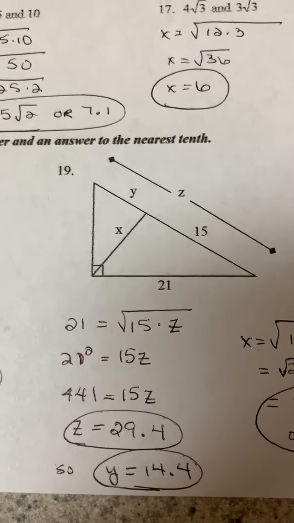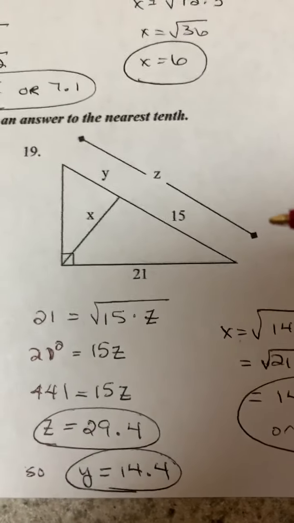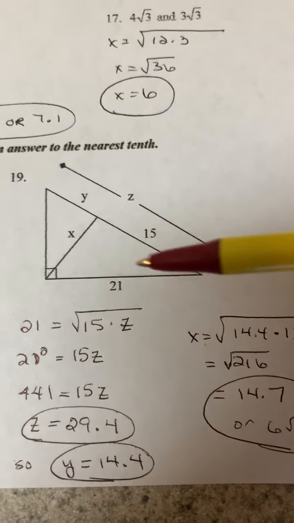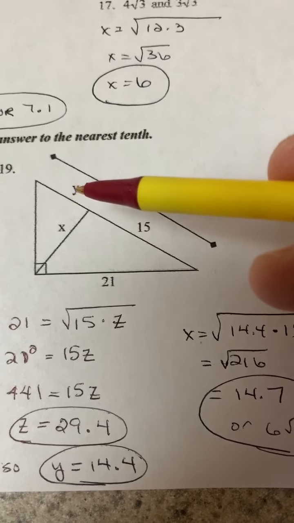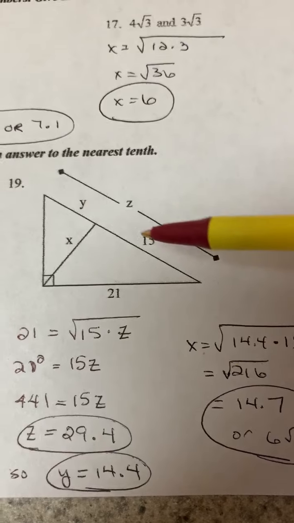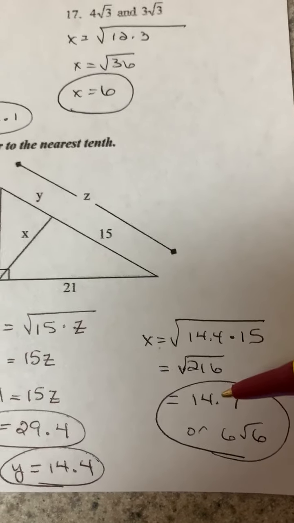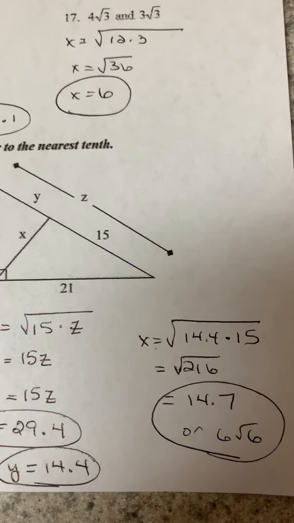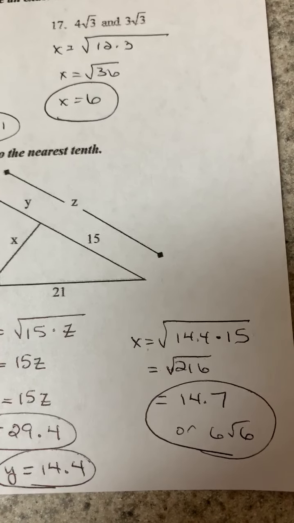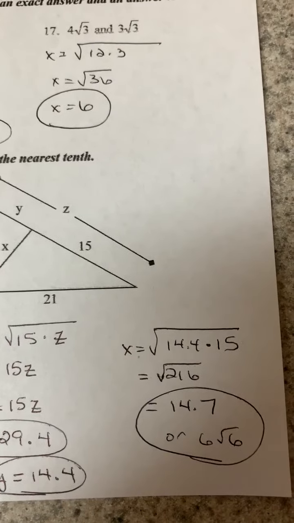So that saves you a little bit of work. Maybe not frustration, but some work. And then to do x, you're going to take whatever the answer for y is, 14.4 times 15, which is 216. Take the square root, 14.7 or 6 root 6. That is the end of the CP Geometry Study Guide.